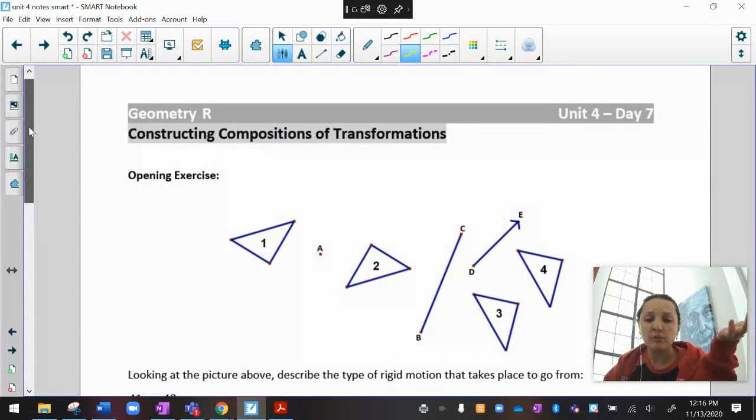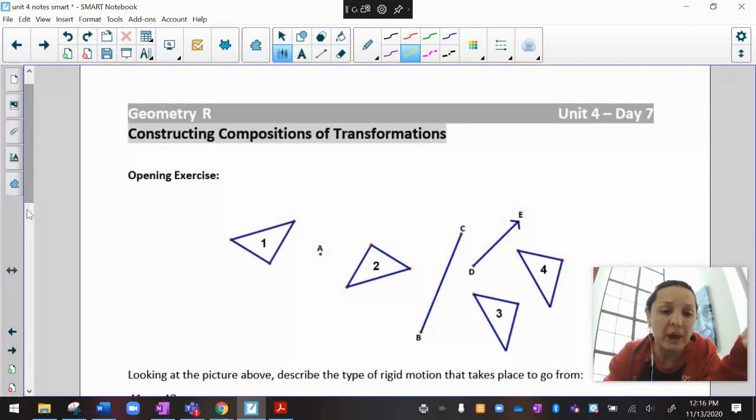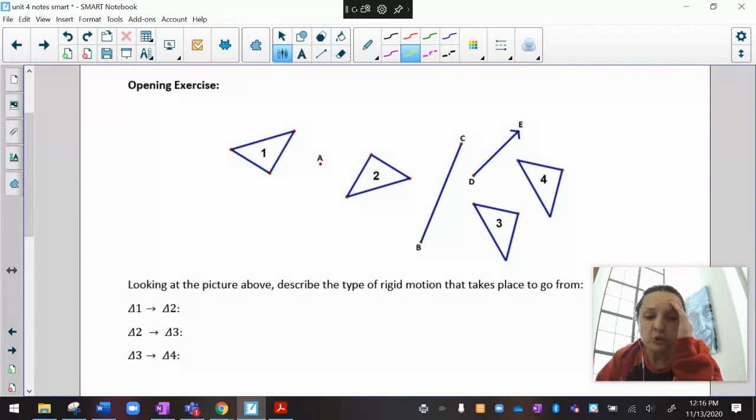First thing we're going to do is talk about looking at a picture and trying to figure out what happened in it. So it says in the picture above, describe the type of rigid motion that takes place to go from one figure to another. First things first, I want to make sure I emphasize this phrase rigid motion. A rigid motion is one that preserves both distance and angle measure. Rotations, reflections, and translations are all rigid motions because the size of our objects did not change.